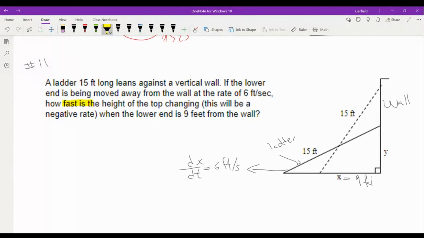We are required to find how fast the height is changing. So the height is y. So we're trying to find dy by dt. That's what we're trying to find. The height, you know, it's going down. And of course, they mention it's negative because the height is being reduced.